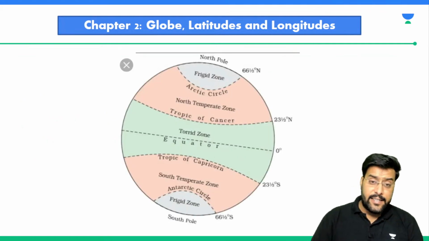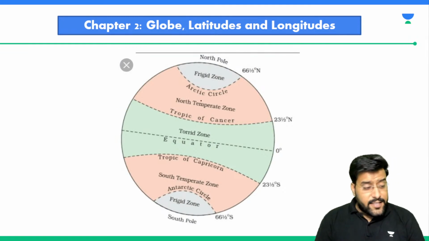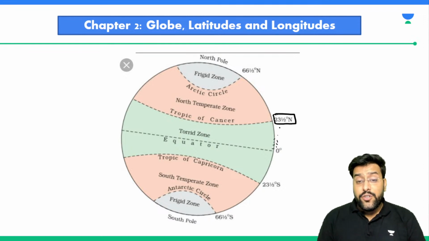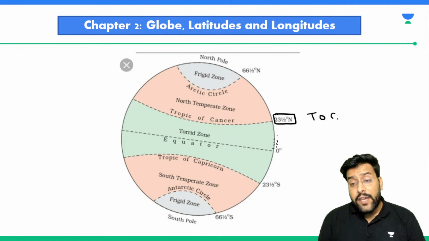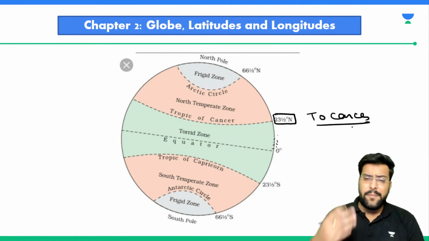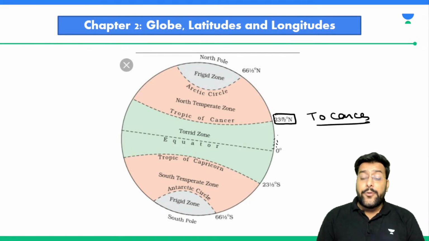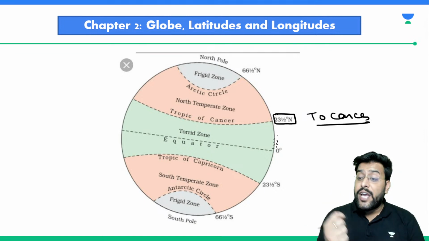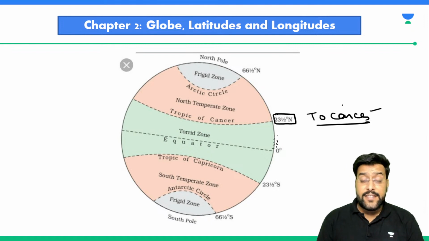So this is our Earth, you see. This was 0 degree, the equator. Here we had 1 degree, 2 degree, 3, 4, 5, 6, and somewhere here we reached 23.5 degree north. We named this latitude as what? Tropic of Cancer. We need to remember, and I assume that many of you already know about this. At 23.5 degree north, we have a parallel which is known as Tropic of Cancer.